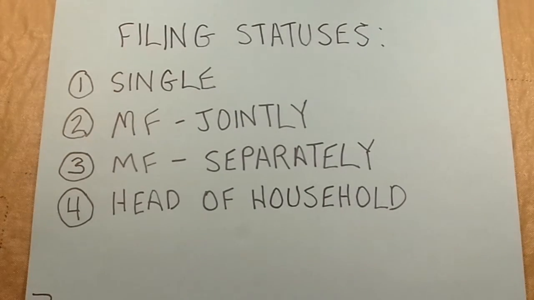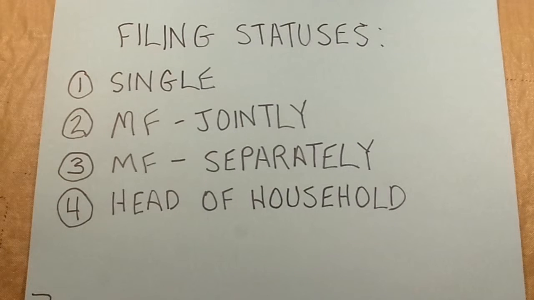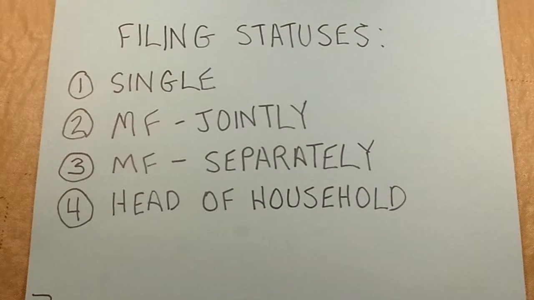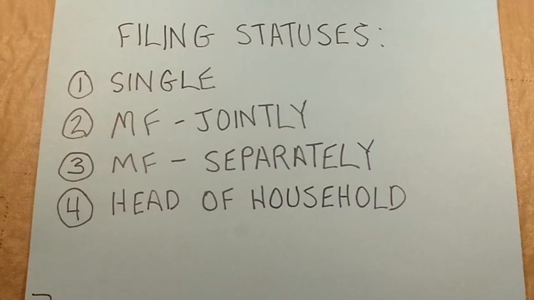There are four filing statuses for individuals according to the Internal Revenue Service. There's single filing status, married filing jointly, married filing separately, and head of household. Single and married filing jointly are something we talked about a little earlier in the earlier videos. I think they make common sense. Married filing separately is a case where if you are married, you cannot choose single.